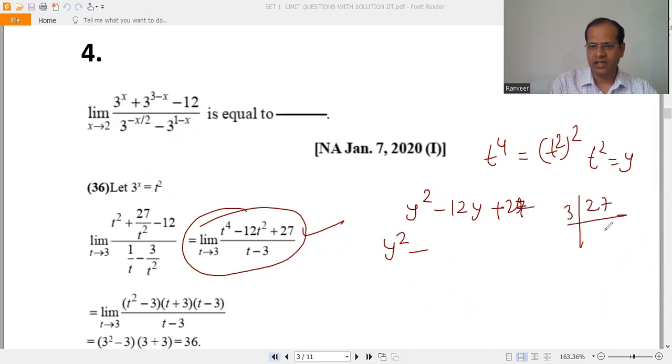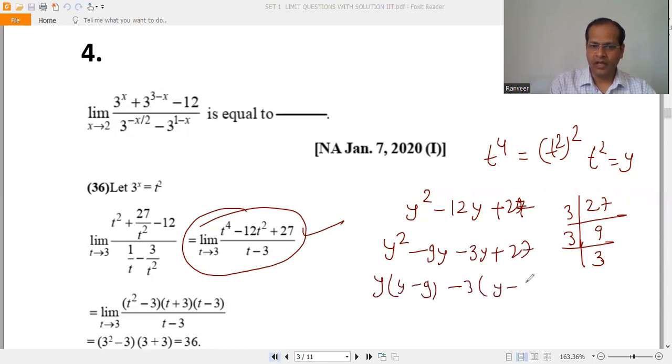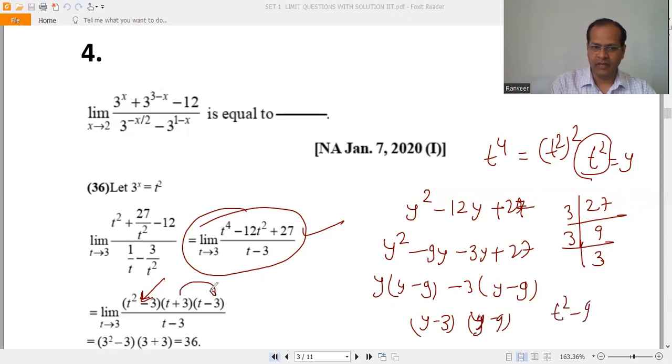Now after that, once we do the factorization of this, so y square minus, this is 27, so this is nothing but 9 and 3. So 12 means 9 and 3 we can take. y square minus 9y minus 3y plus 27. So y minus 9 minus 3, y minus 9. So y minus 3 and y minus 9, this value. So y is what? t square. So t square minus 3, this is the value that came. After that, t square minus 9. So t square minus 9, this we can write t plus 3 and t minus 3.